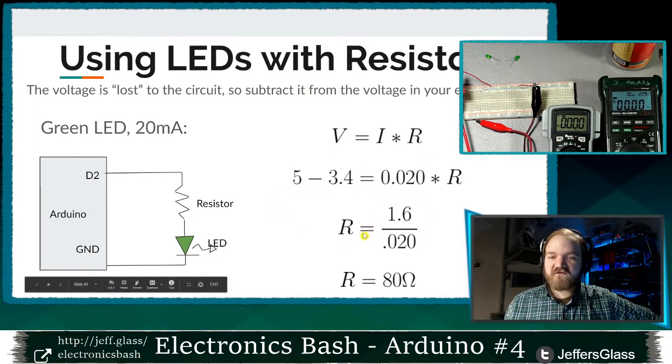So we move things around. We get our resistance is equal to 1.6, right? We take this 3.4 away from the 5, 1.6 over 0.02, and we get about 80 ohms is the value of the resistance that we would need.